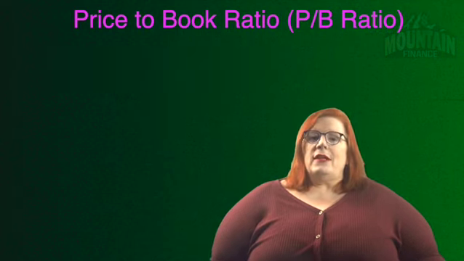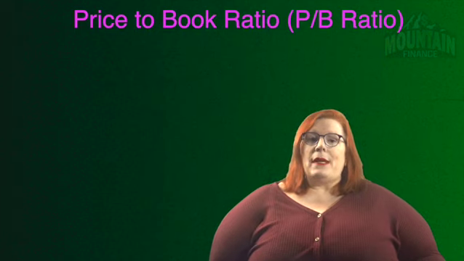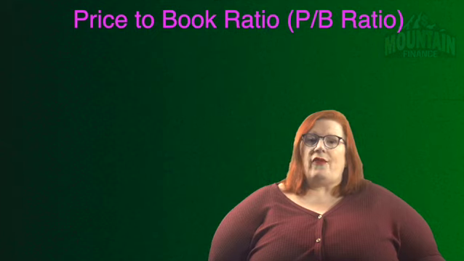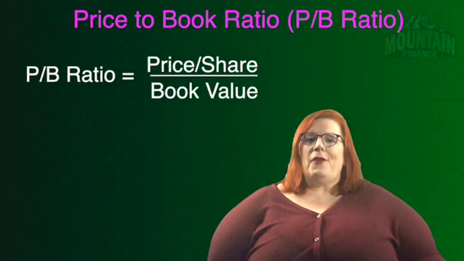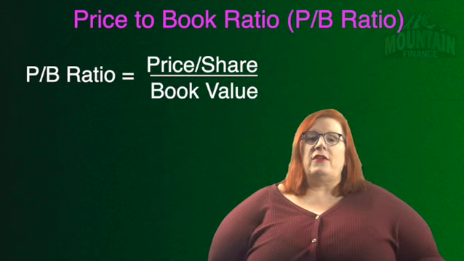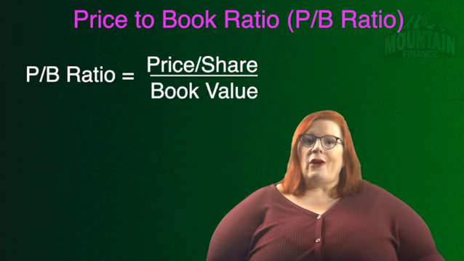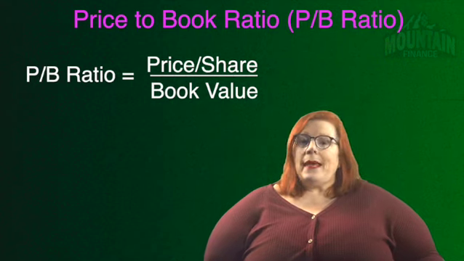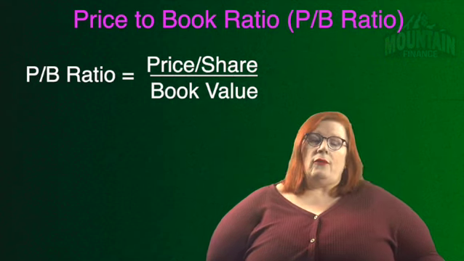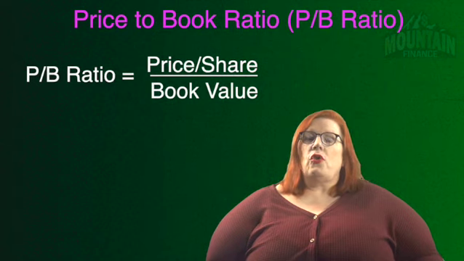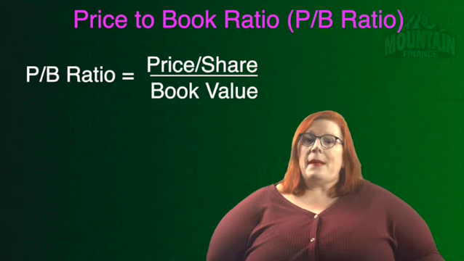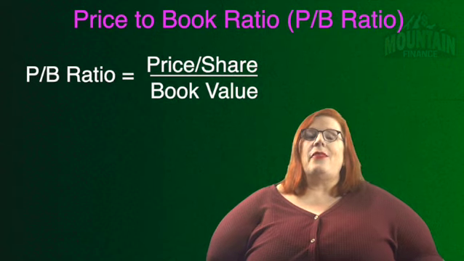The third fundamental is the price-to-book ratio, or PB ratio. The PB ratio compares a company's market value to its book value, which is the value of a company's assets minus its liabilities. The PB ratio is calculated by dividing the market price per share by the book value per share. A lower price-to-book ratio may indicate that a stock is undervalued, while, of course, a higher PB ratio can suggest overvaluation.